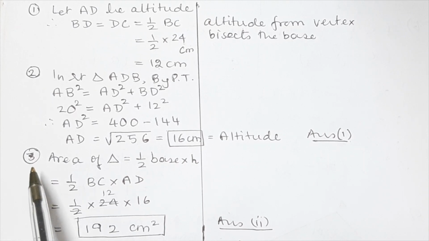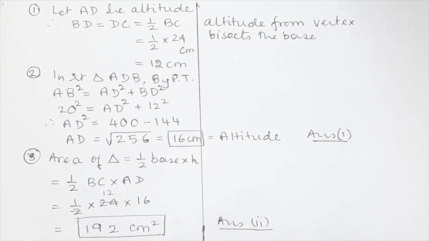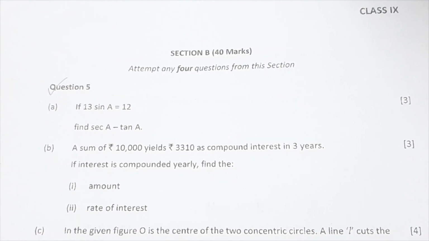Now, the second part they asked us is to find the area. So area of triangle is half base into height, correct? So that is half BC into AD. And so you will have half 24 into AD is 16, and that is 192 centimeters square, and that is our answer 2.